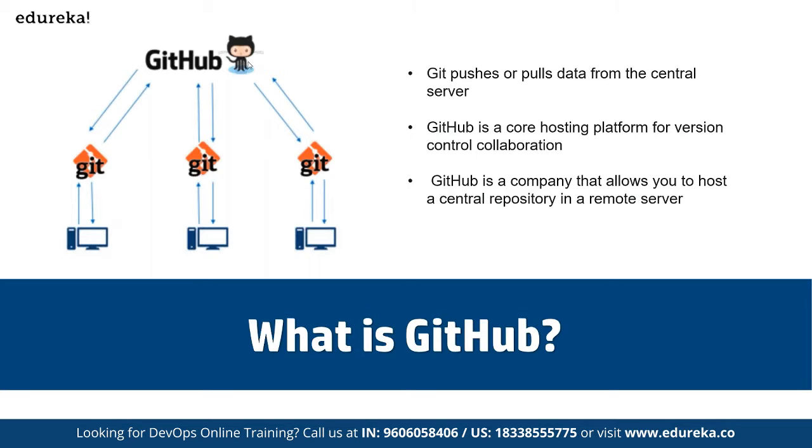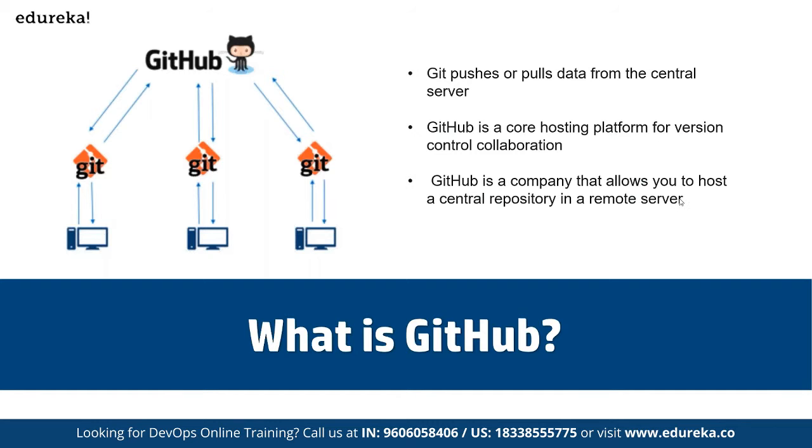from a central server, and Git is used to push or pull the data from the central server, and GitHub is a core hosting platform for version control collaboration. So GitHub is a company that allows us to host a central repository on a remote server. That is what we have discussed so far.